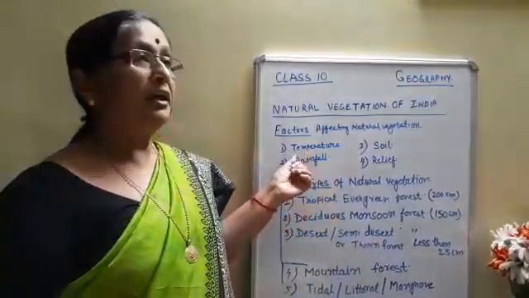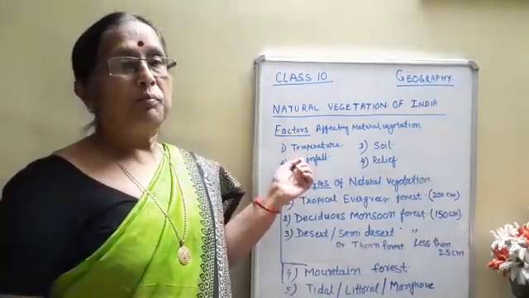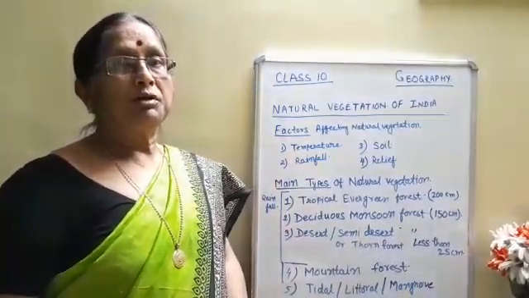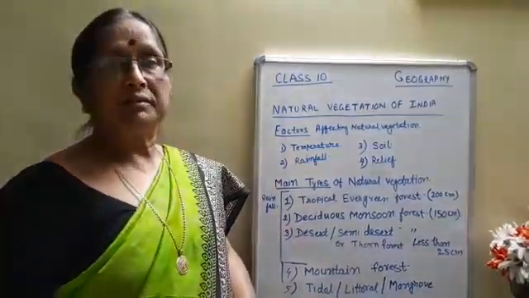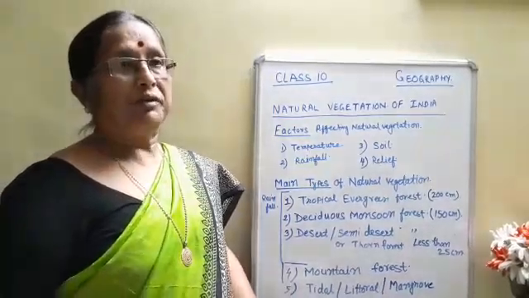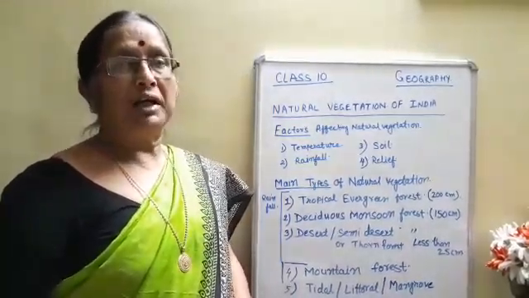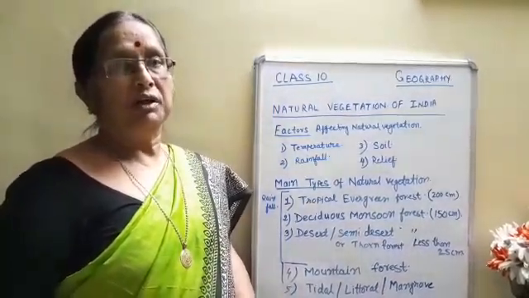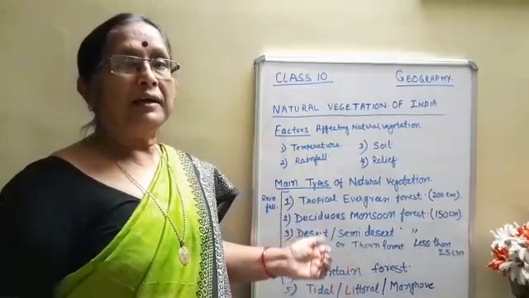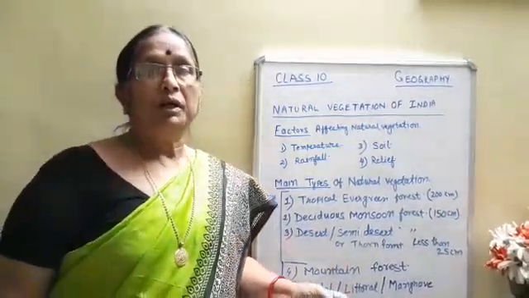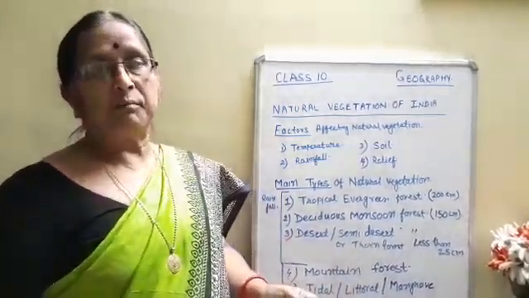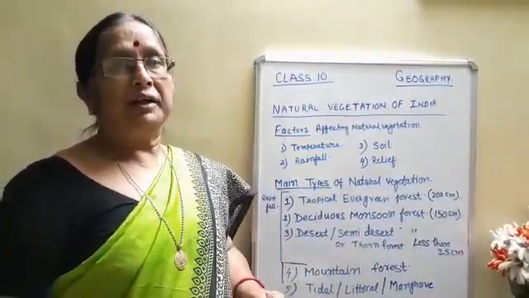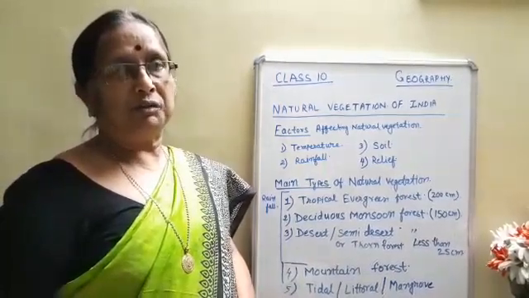So first we are taking up temperature. Temperature plays an important role in natural vegetation because rainfall is associated with temperature. If there is a high temperature, there is more chance of rainfall, and if there is low temperature, there is less chance of rainfall. So rainfall and temperature play a very important role in telling us about the natural vegetation. We can say that rainfall and temperature are the index for natural vegetation.